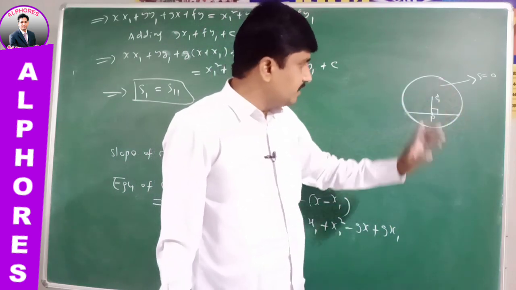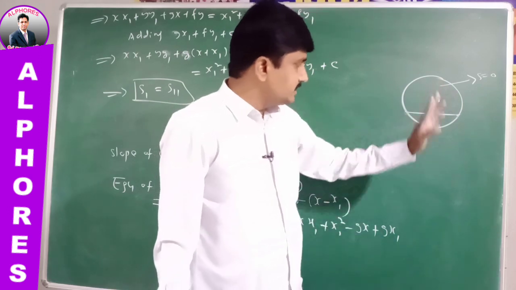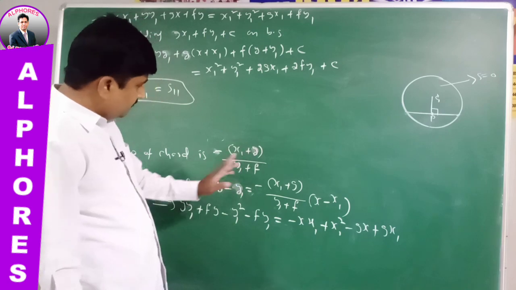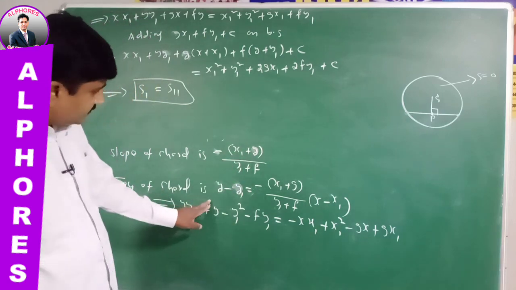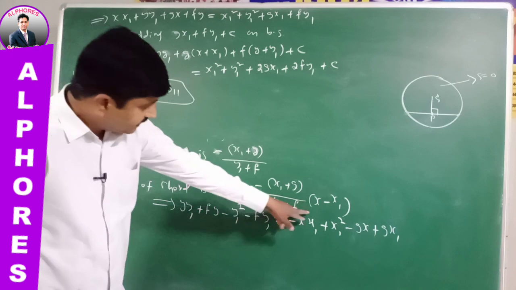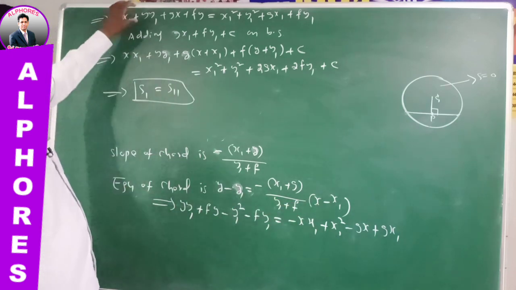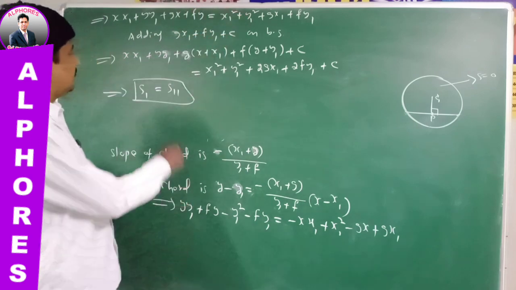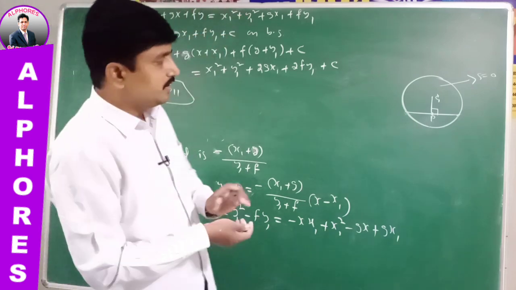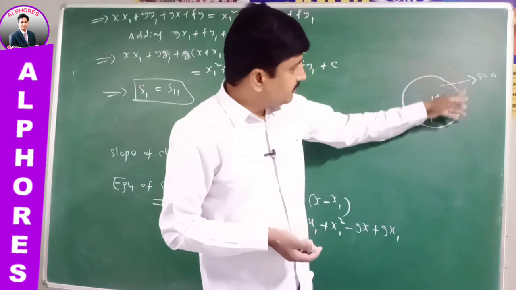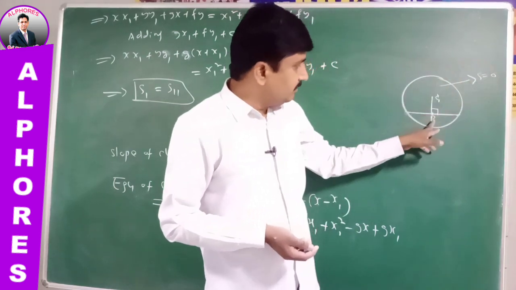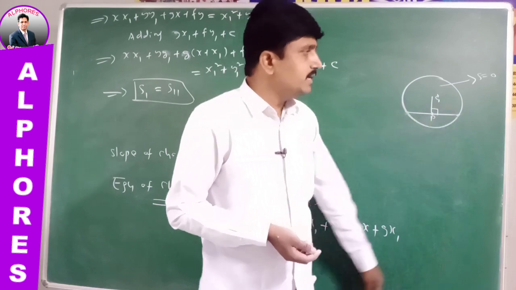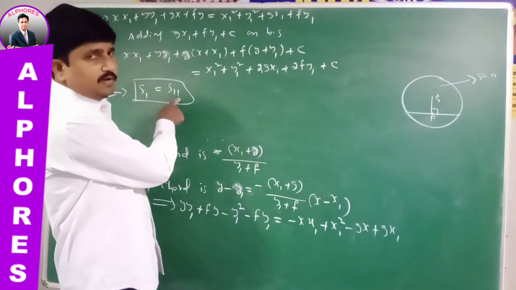Next, the slope of the chord is minus of (x1 plus g) by (y1 plus f). Now the equation of the chord is y minus y1 equal to m into (x minus x1). After this step, adding gx1 plus fy1 plus c on both sides, we get s1 equal to s11. Now the equation of the circle is given, and the midpoint of the chord is given, x1 comma y1. In this case the equation of the chord is s1 equal to s11.